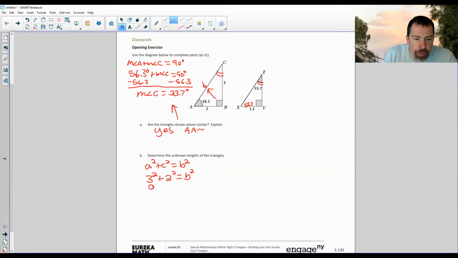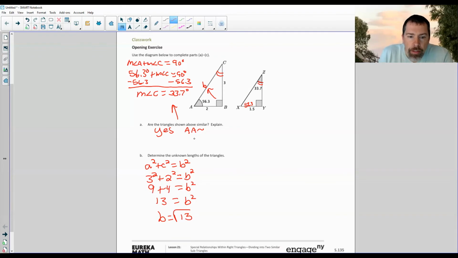So when I do this, I get 9 plus 4 equals B squared, 13 equals B squared. Therefore, B has to equal the square root of 13. And we just take the principal root, meaning positive only. A length can't be negative. All righty. So that is B.